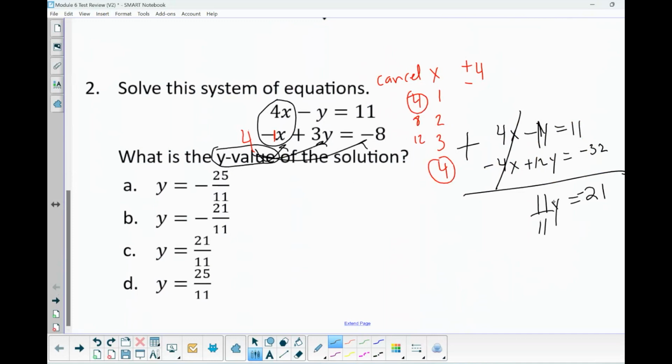And using opposite operation, we solve for y. Divide both sides by 11. I get y equals... I can simplify this, but I'm going to get a decimal. So I'm just going to leave it as negative 21 over 11. And if I notice, that is letter B.